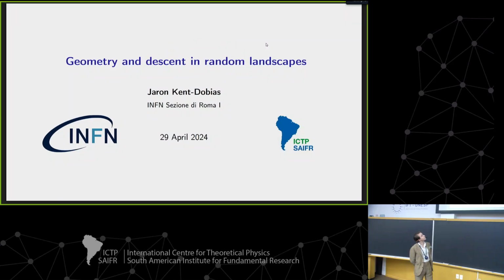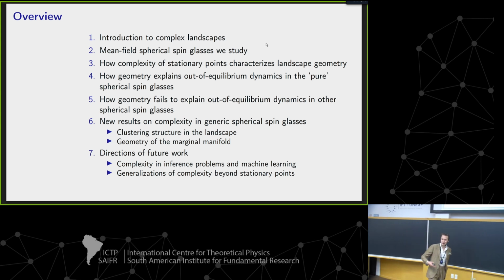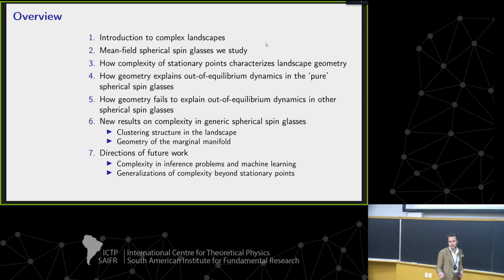My name is Jaron. I'm going to talk today about geometry and descent in random landscapes. Before I begin the content of the talk, I have a quick outline of what I'll discuss so you can follow where we are in the progress. First, I'm going to introduce quickly complex landscapes, why they're interesting, what sort of systems we expect them to be able to describe. And then I'm going to focus in on the specific mean field models that we can actually study analytically very well. I'll introduce those models.